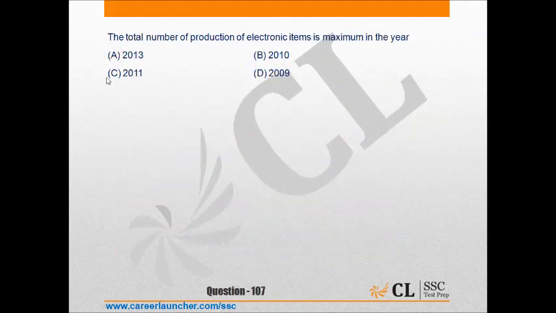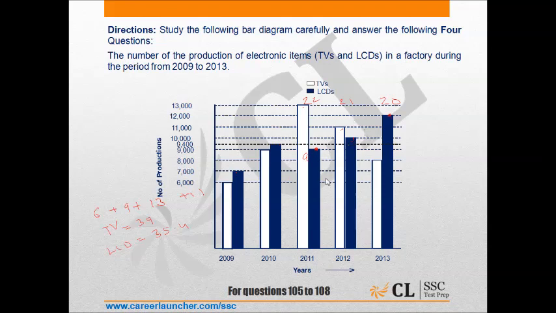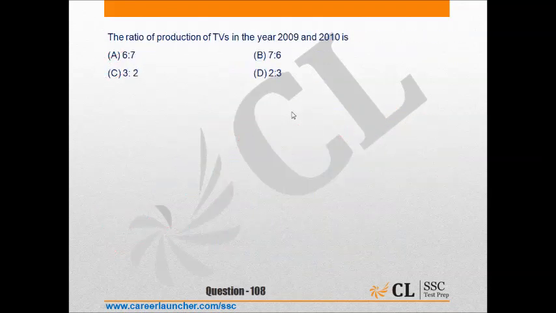So answer is 2011. The ratio of production of TVs in the year 2009 and 2010. In 2009, 6,000 TVs were produced. In 2010, 9,000 were produced. So the answer is 6 by 9 or 2 by 3. Option D.